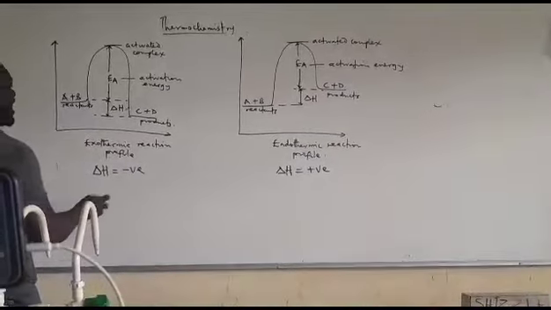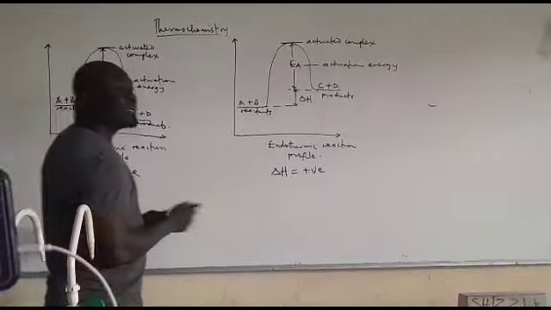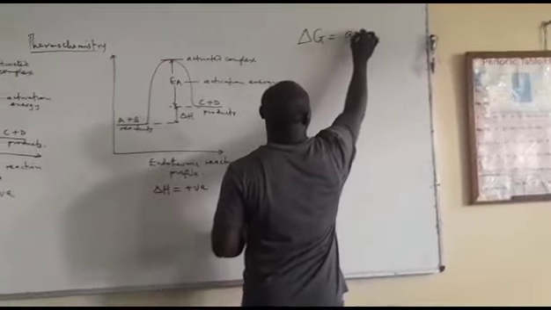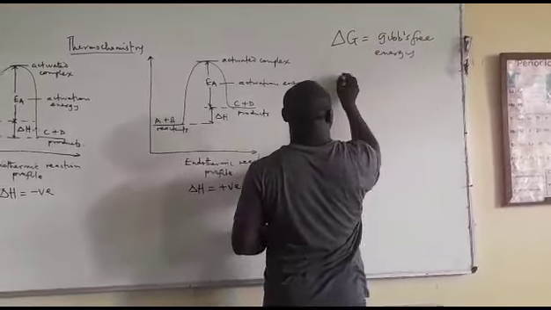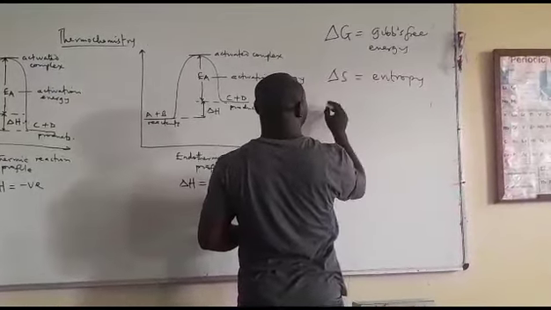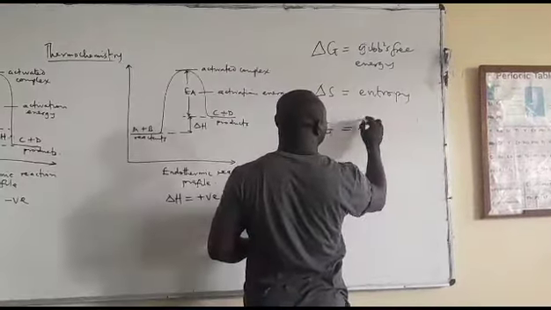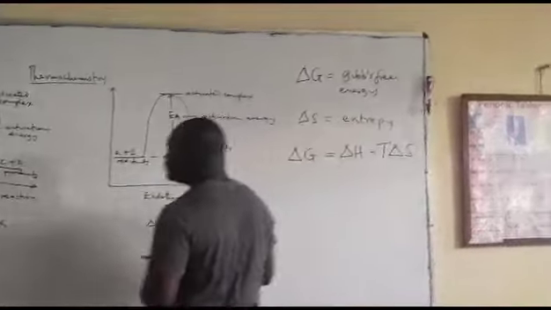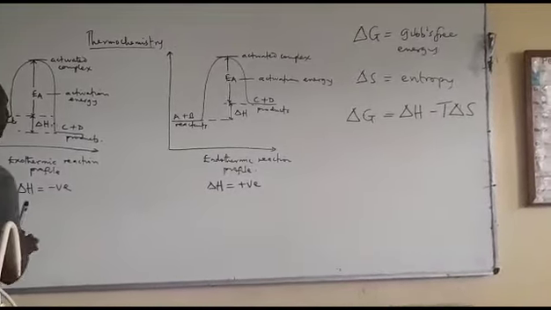Let me write another equation so that we know. Let's look at the identification of some other parameters. This one is called Gibbs free energy, and this is entropy. So we have a general formula that says the free energy, G, is equal to enthalpy minus T times the change in entropy: G = ΔH − TΔS. That's what we are going to use to prove the spontaneity of a chemical reaction.